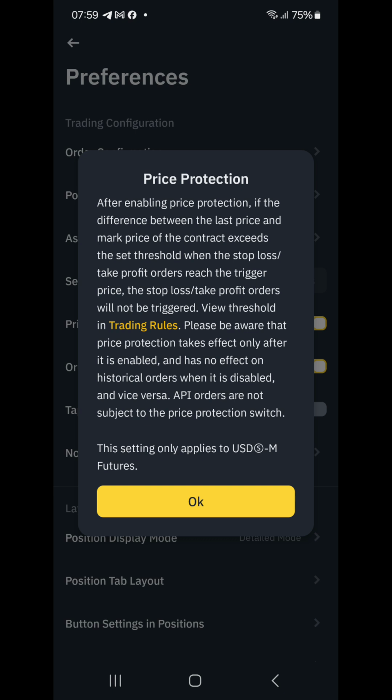When you enable price protection, your stop orders, like stop loss and take profit orders, are based on both the last price and mark price. You understand? They are based on that, the last price and mark price, rather than just one of them. This minimizes the chances of your stop orders being triggered by abnormal price movements that don't reflect the broader market.